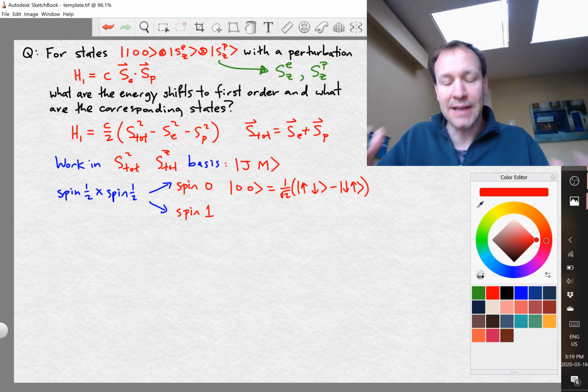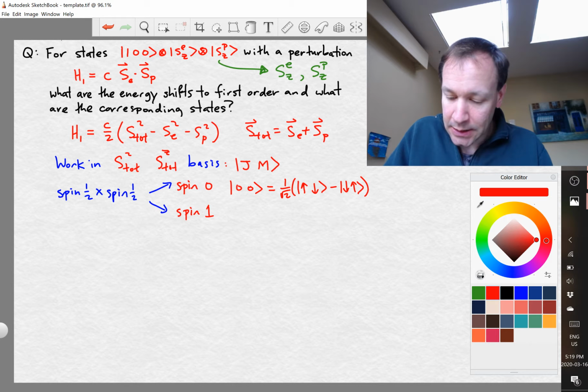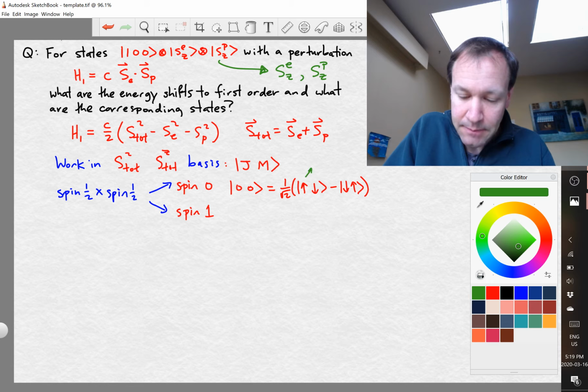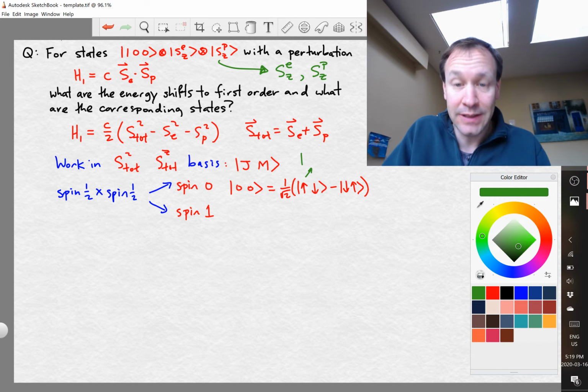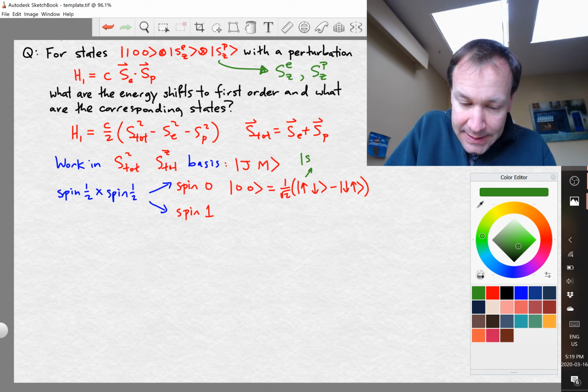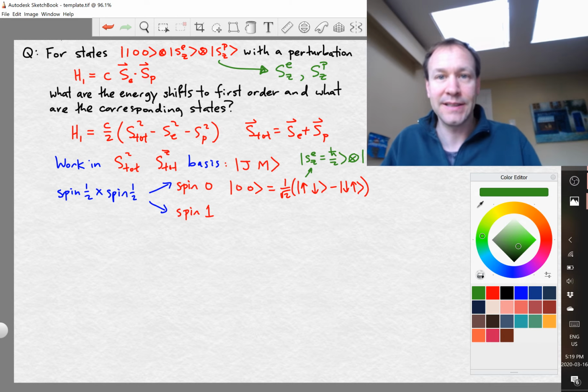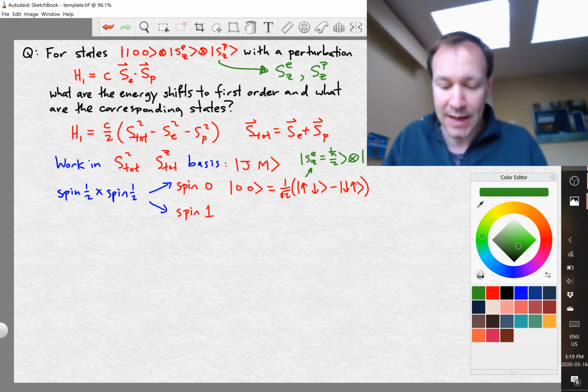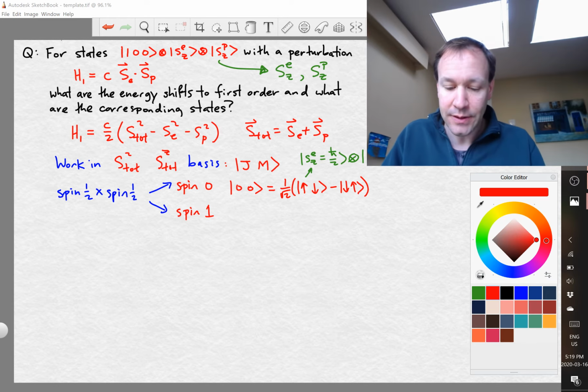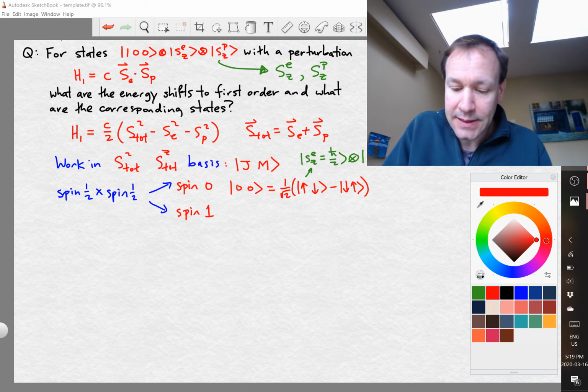Okay, and so I'm using this up-down notation. Let me just clarify that. What I mean by that in detail would be Sz electron equals h bar over 2, Sz proton equals minus h bar over 2. It's just a lot easier to write up, down than all of that. So that is your spin 0 state.